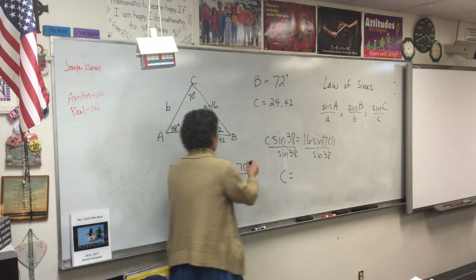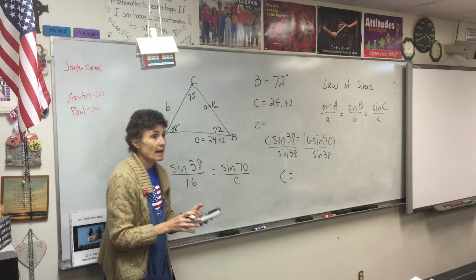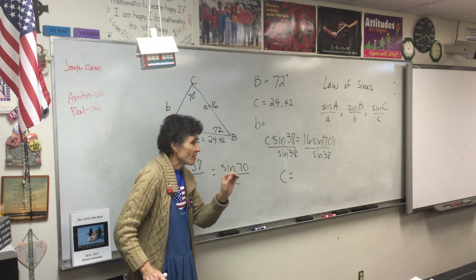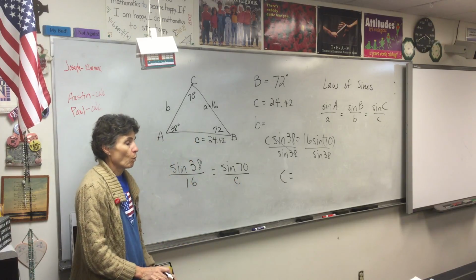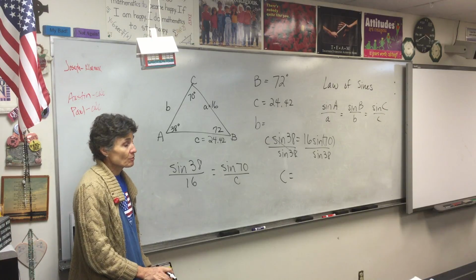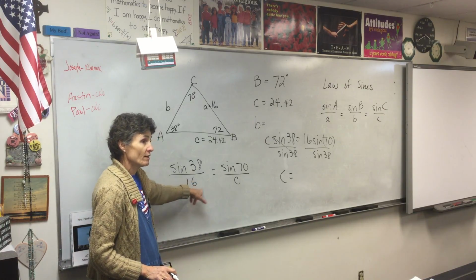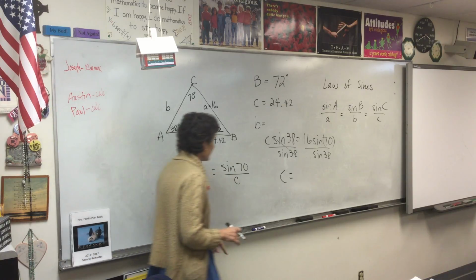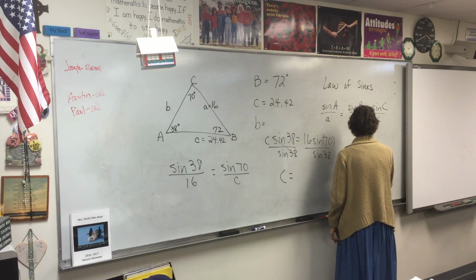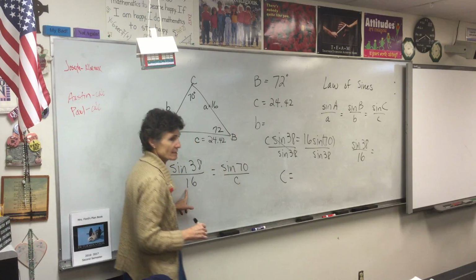Now, we still have side B to find. Any thoughts on how we might find side B? Please do not say Pythagorean theorem. Why not? It's not a right triangle. If it's not a right triangle, you're not doing the Pythagorean theorem. We're going to set up another one of these. Can I do sine 38 over 16 again? Yes. I'm going to use sine 38 over 16.